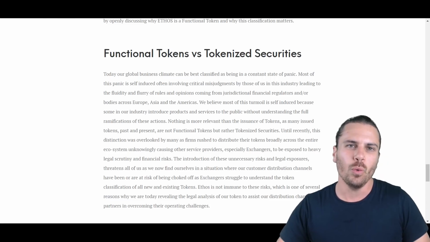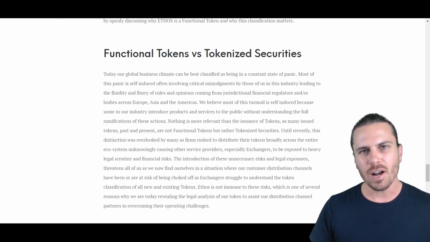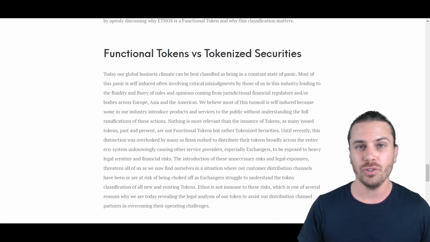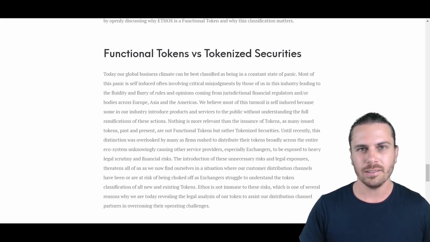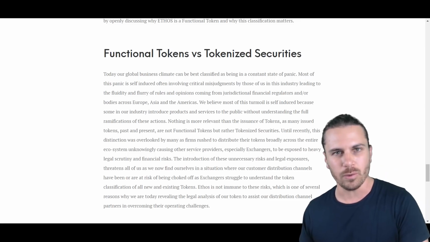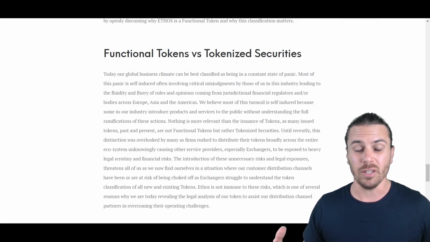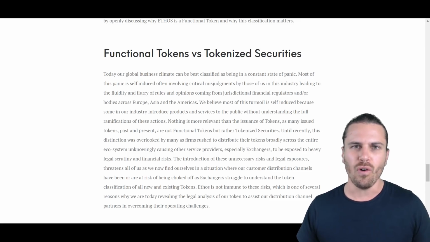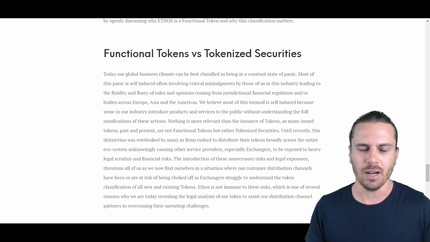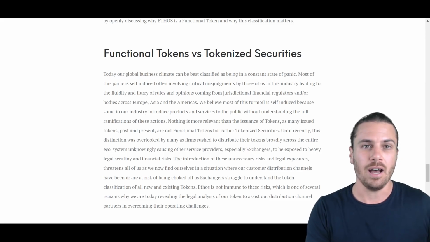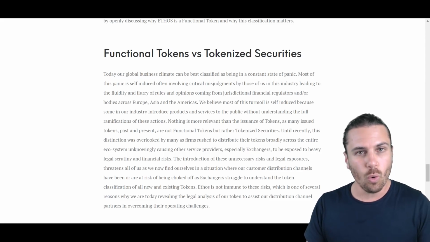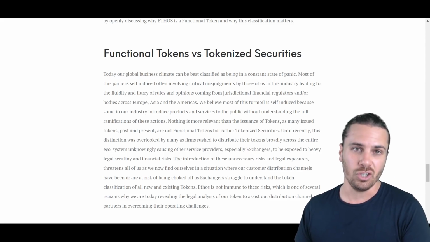Now in this video we are going to talk about functional tokens versus tokenized securities. Now this is quite a complex topic and it's an evolving one as well, as regulators around the world are trying to define how different cryptocurrencies fit into different categories in terms of whether they are these functional tokens or whether they're classed as securities.